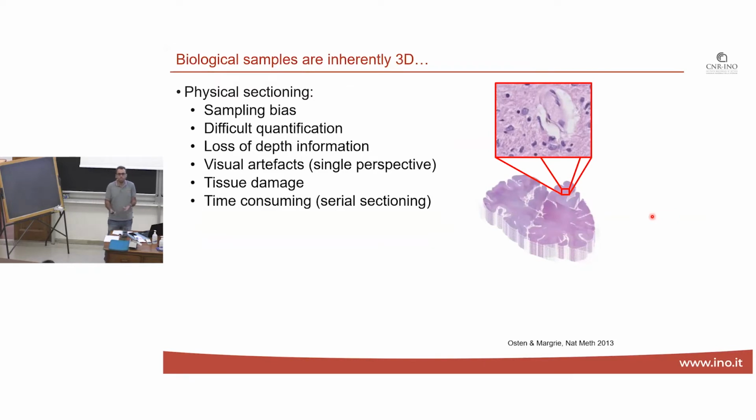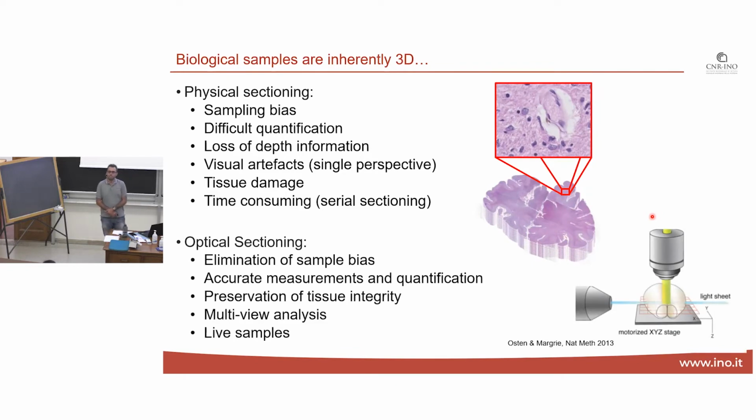Of course, this has some problems because it leads to sampling bias. You lose depth of information. You might damage the tissue. You might get visual artifacts. So the kind of microscopy techniques that I'm going to talk about today perform so-called optical sectioning. So the ability to look in the sample at different planes within the sample. And I will show you how these techniques work and what they are based on.